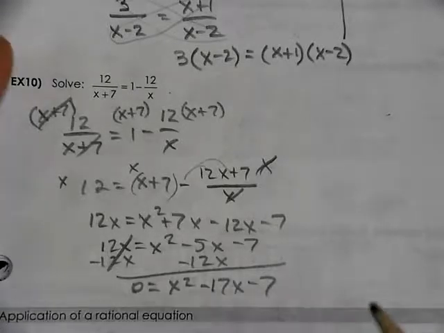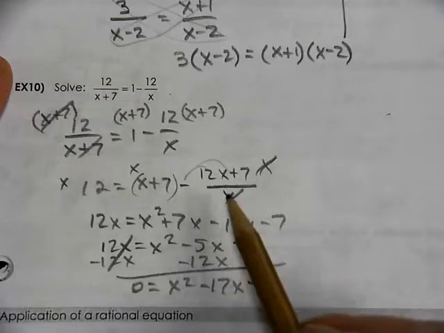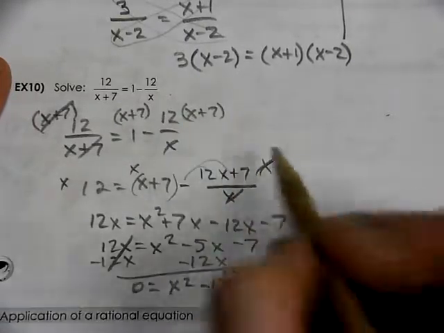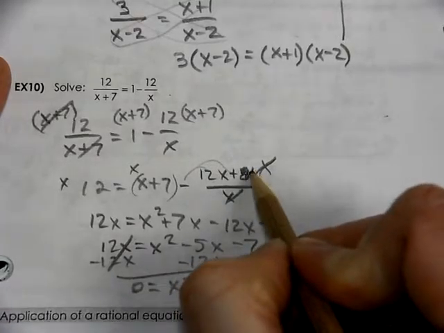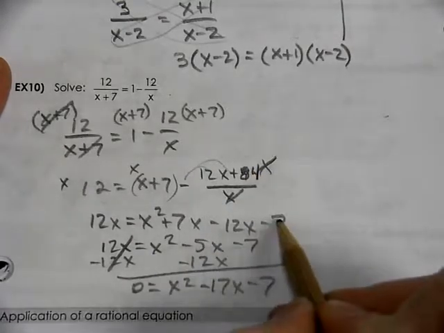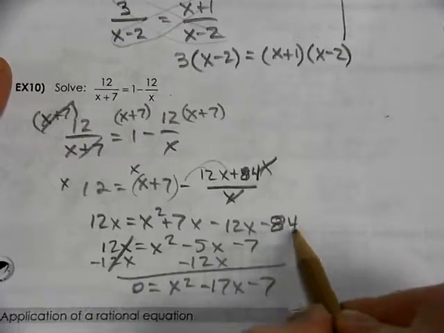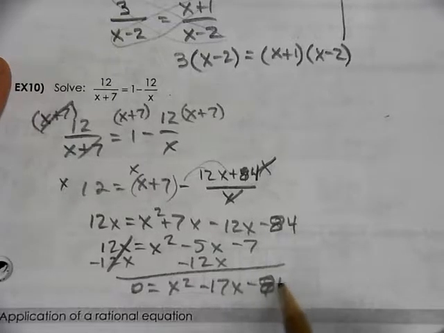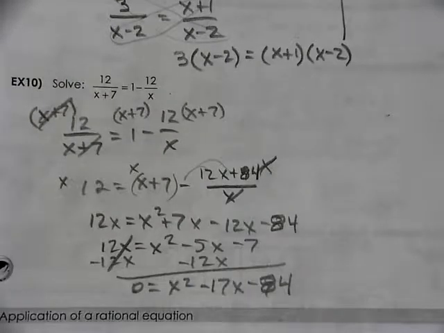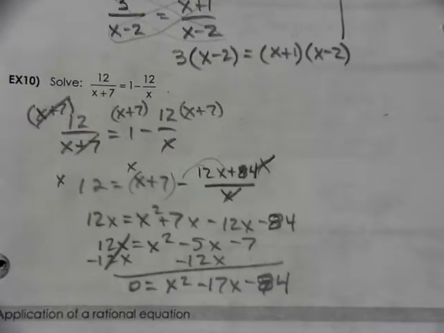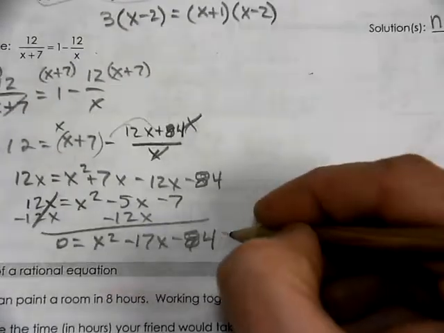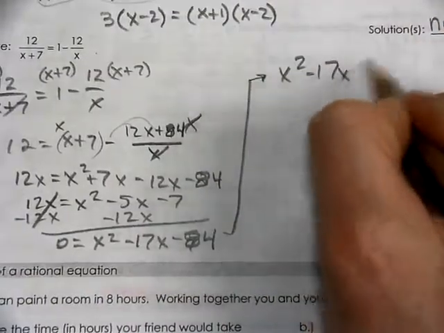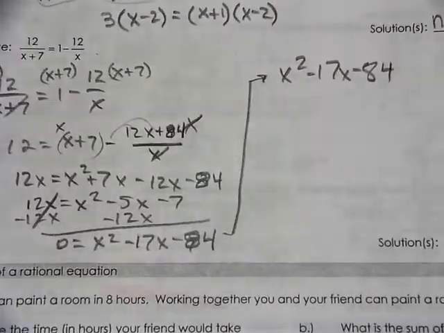So I want to check my work real quick here and see if I've set this up right. When I came through and I said 12 times x, that should have been an 84 right here, which would have left a negative 84 here. And a negative 84. Okay, so now let's see if we can factor that apart. x squared minus 17x minus 84.